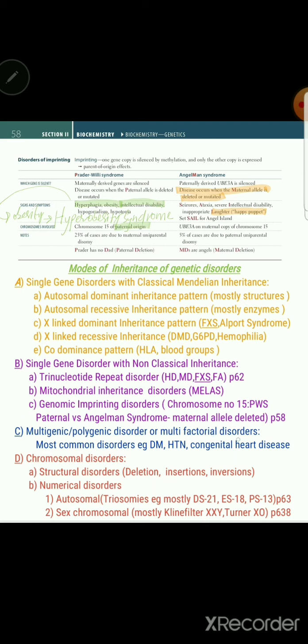They are the most common overall medical disorders, including diabetes mellitus, hypertension, and congenital heart disease. So these examples are asked, or otherwise multifactorial disorders are most common. And then comes the single gene disorder, autosomal recessive types, second most common. And then comes the chromosomal disorders. Chromosomal disorders are either structural, like deletions, insertions, inversions. These are not much asked, but numerical disorders, either with autosomes or with sex chromosomes, are asked.